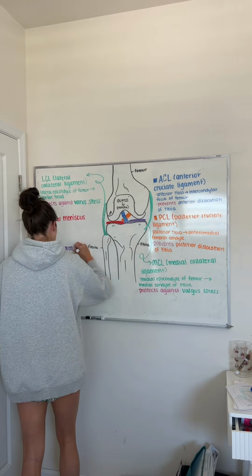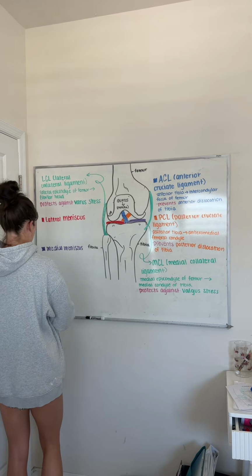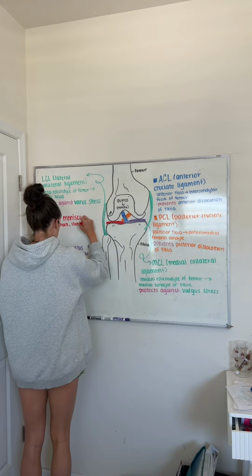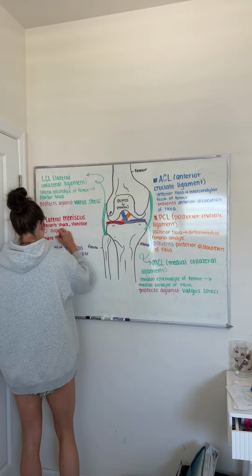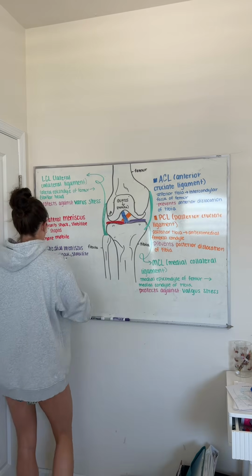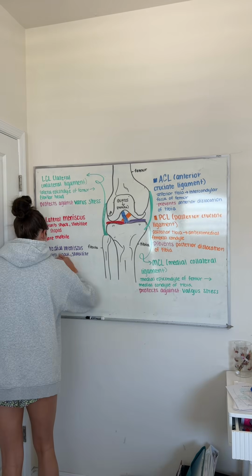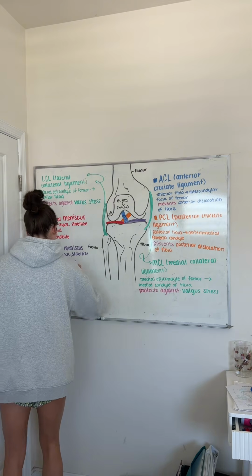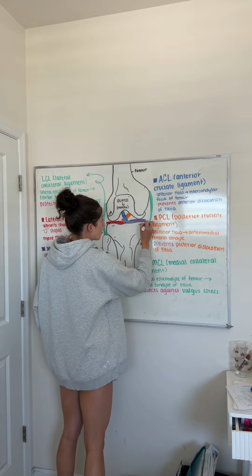Okay, next we have the menisci. So we have the lateral meniscus and the medial meniscus. They both function as shock absorbers and stabilizers. The lateral meniscus is shaped like an O or a circle, and it's a little bit more mobile. And the medial meniscus is shaped more like a C, and it is less mobile. It's hard to see from this view of the picture that I've drawn, but if you look up other cross sections online, you can better visualize that.